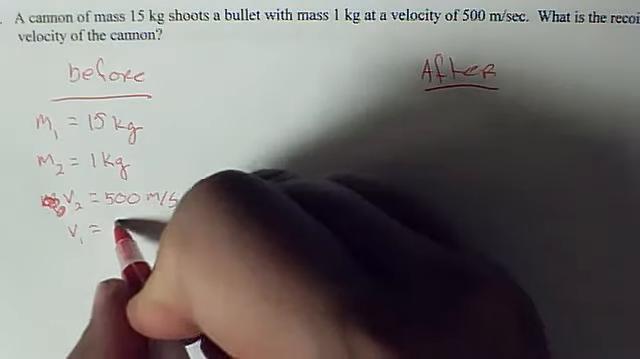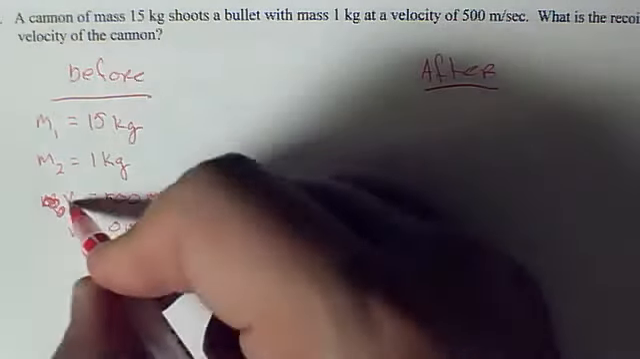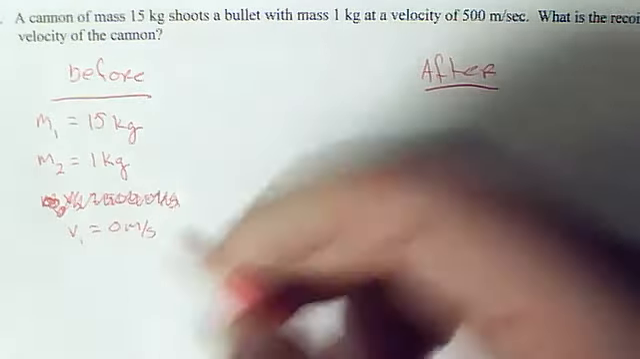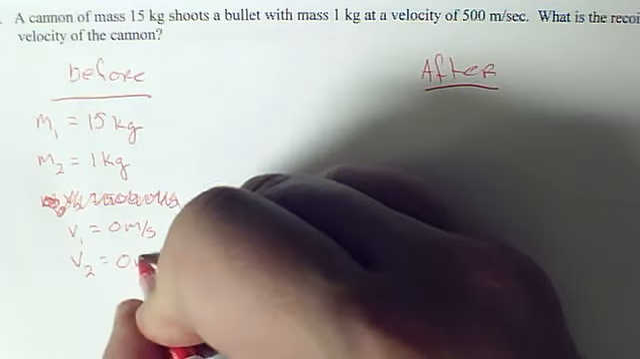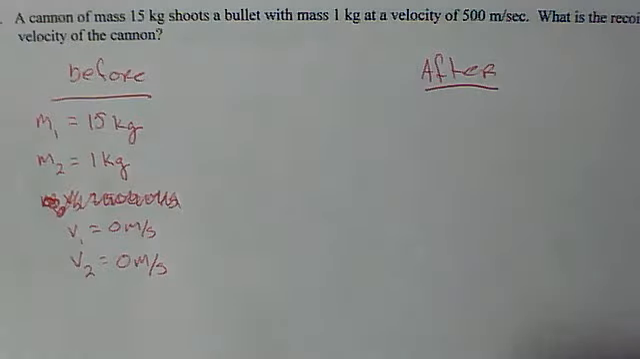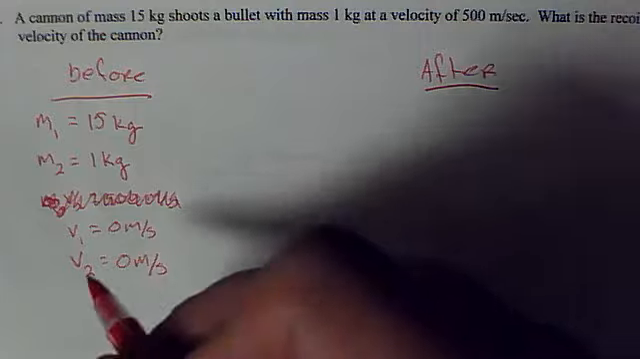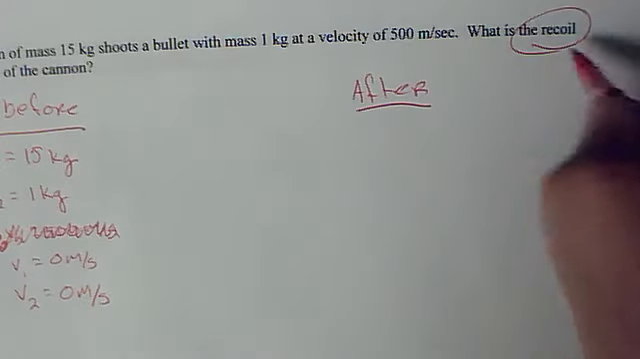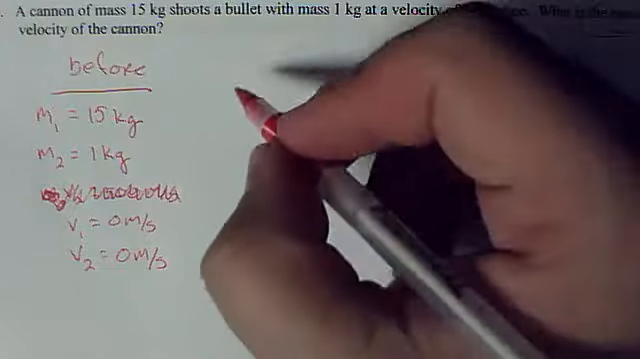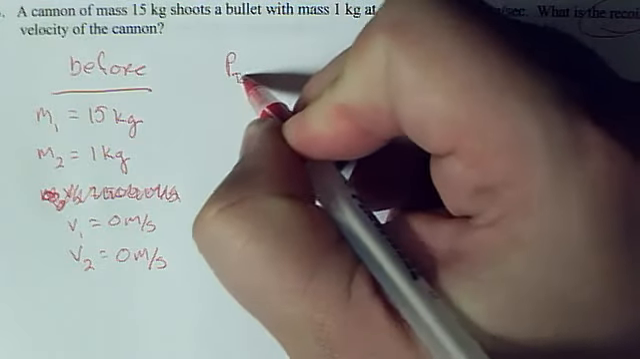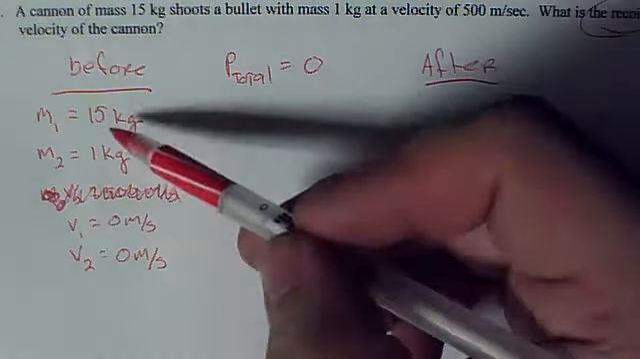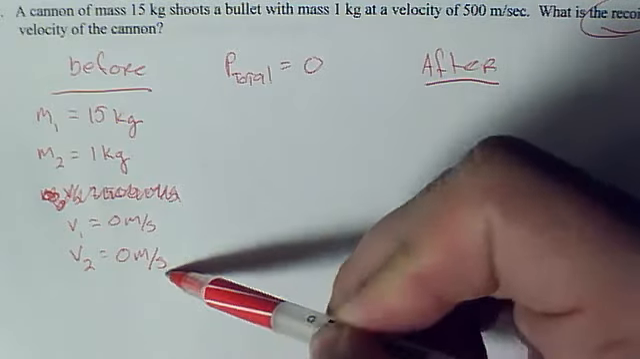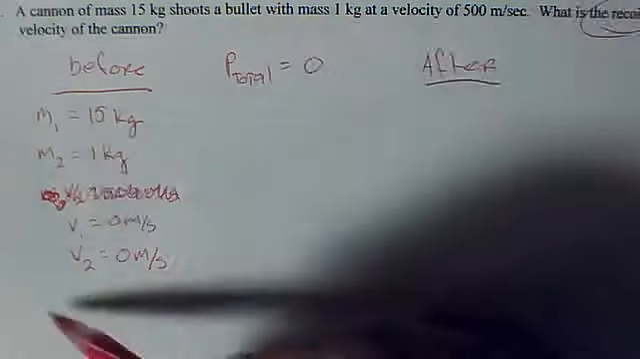Obviously the velocity of the cannon beforehand is 0, because before you fire it, the cannon's not moving. Alright, and I had that wrong, sorry. The velocity of the cannonball before is also 0 meters per second, because it is recoil, and in a recoil problem the total momentum is 0. Because my mass times my velocity is 0 plus my mass times my velocity is 0, so the total momentum here is 0.